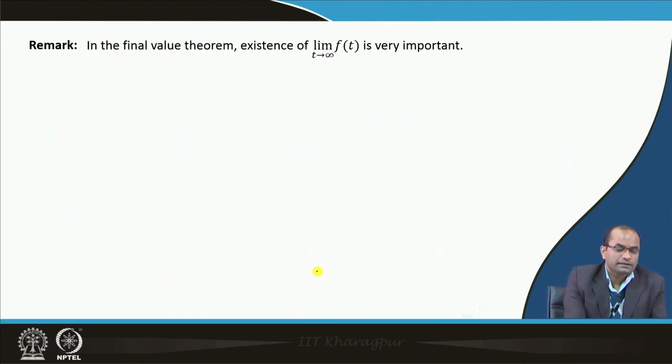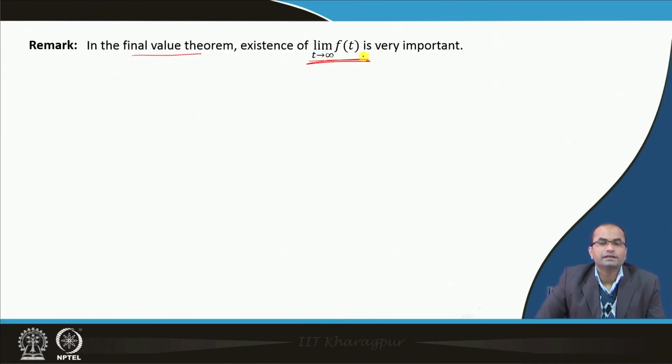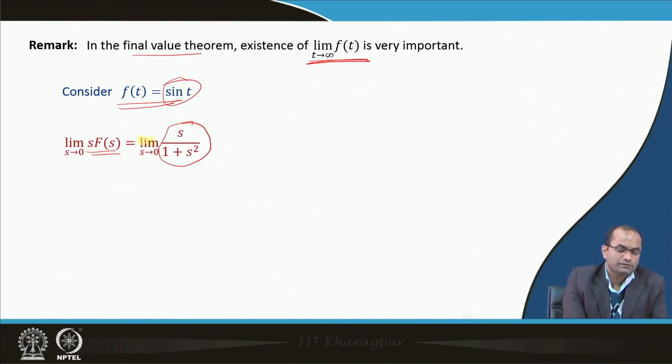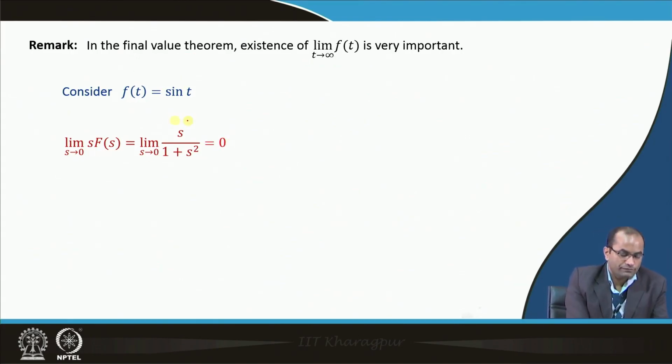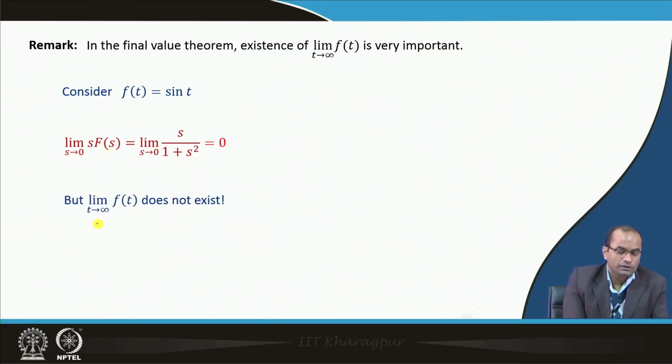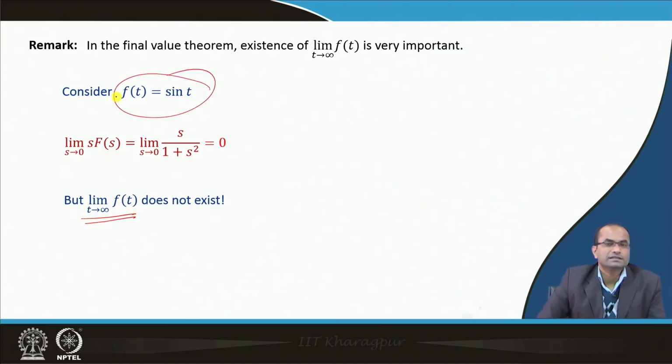Just a remark: in this final value theorem, the existence of the limit of f(t) as t approaches infinity is very important. Why? If we consider f(t) as sin t, the Laplace transform of sin t is 1 over 1 plus s squared. So s F(s) is equal to 0 if we take the limit as s goes to 0, and in this way s F(s) has a limit as s goes to 0, and we might conclude that the limit of f(t) as t tends to infinity exists, but here it does not exist. So this condition in the final value theorem has importance.